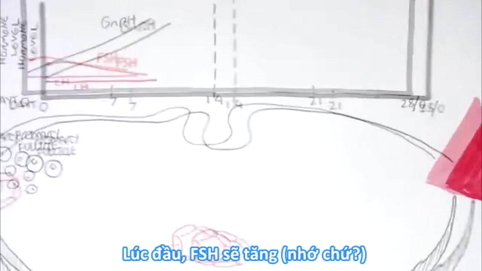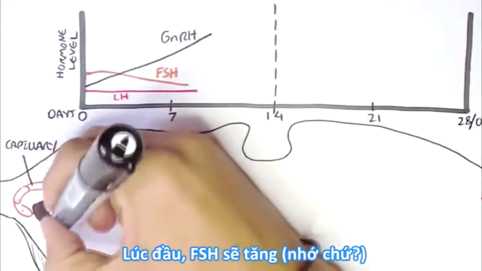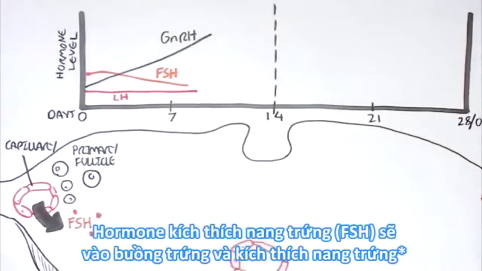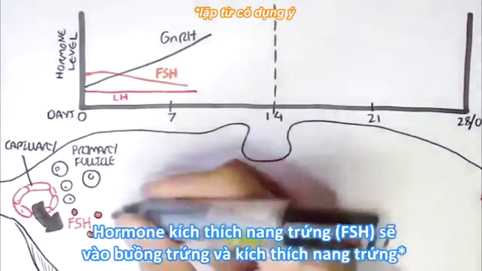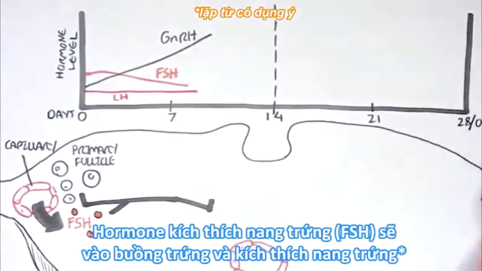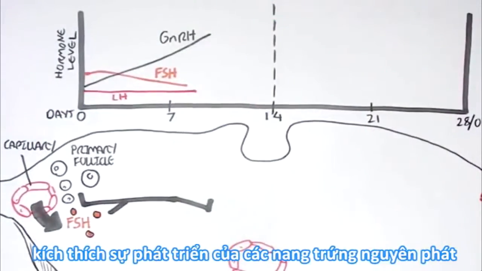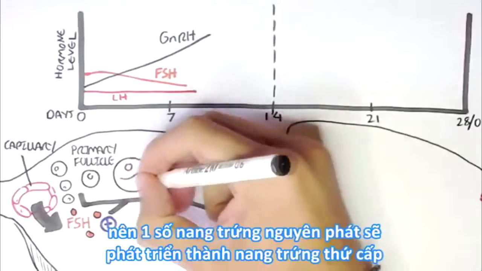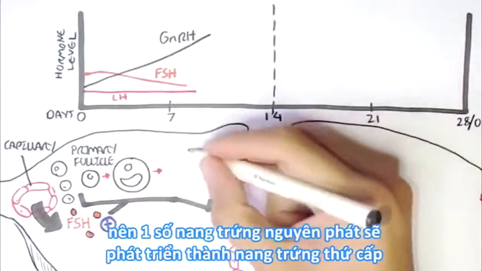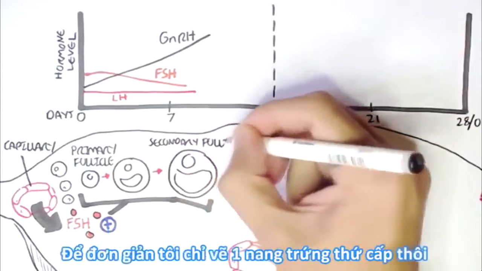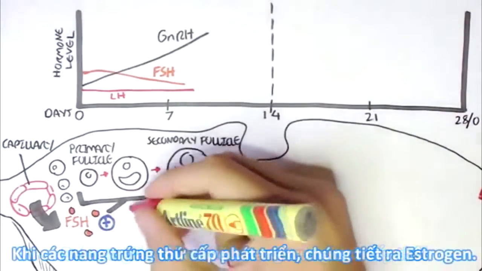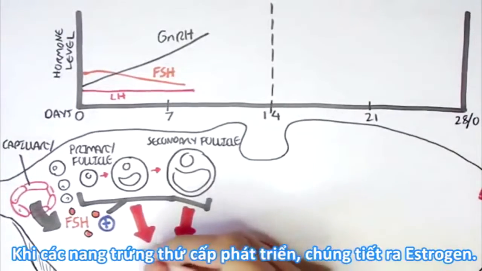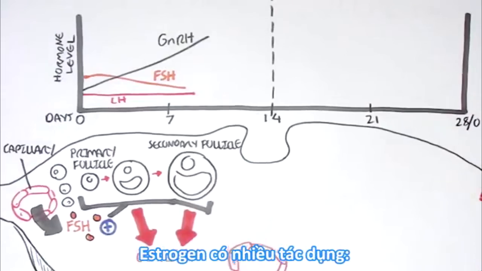So follicle stimulating hormone initially rises, remember. Because the follicular phase is the first phase of the menstrual cycle, follicle stimulating hormone will enter the ovaries, and what it will essentially do is stimulate follicle maturation of these primary follicles. And so some of these primary follicles will mature into a secondary follicle. I'm only drawing one secondary follicle for simplicity. While these follicles are maturing, they produce another hormone called estrogen. Now, estrogen has many effects.